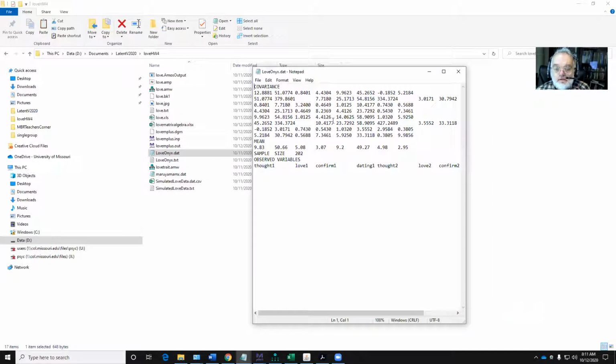The thing that you'll have to notice is that, as opposed to, say, Amos or Lisrel, where you would read in a correlation matrix and the standard deviations, and in the background the computer makes a covariance matrix for you, Onyx requires you to submit the covariance matrix. So this is a tab delimited file, as you can see by the long spaces here. You say covariance and you put your variance covariance matrix in, means and you put those means in, sample size and how big the sample is, and the observed variables and the names of the observed variables.